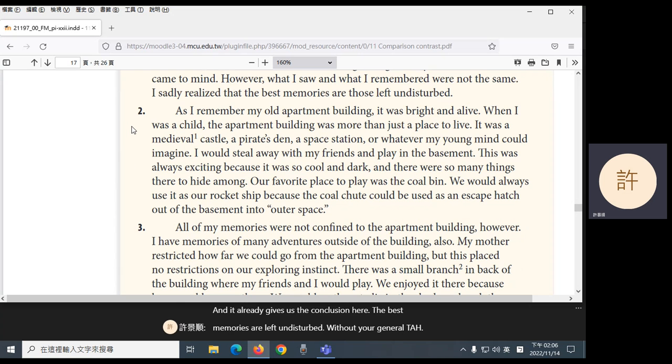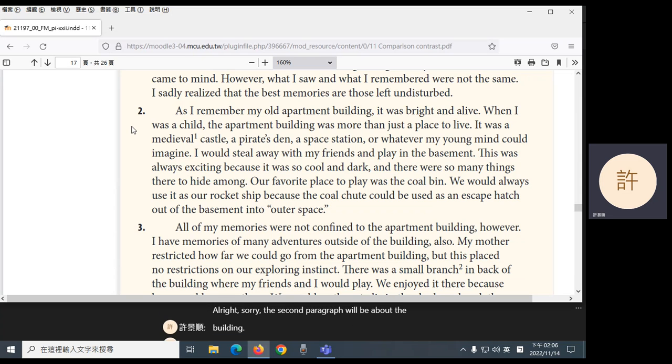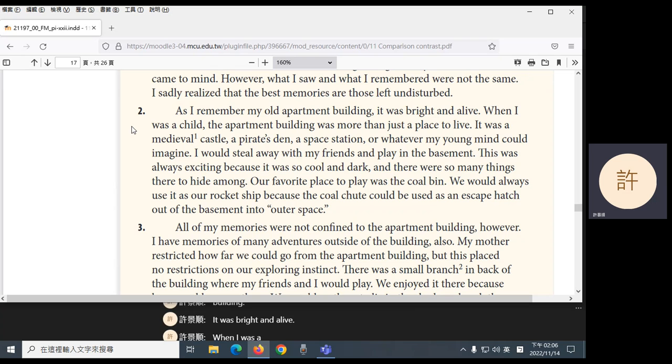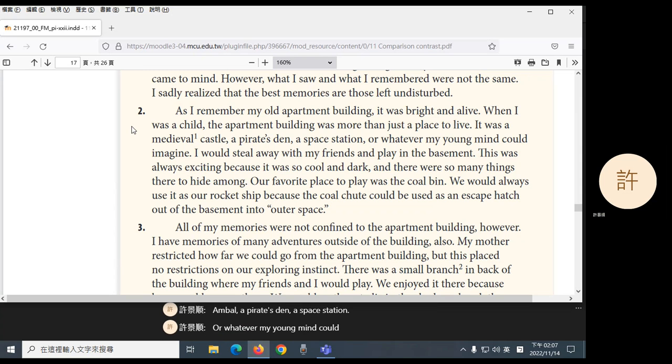As I remember my old apartment building, so the first paragraph will be about the building. Right? Sorry, the second paragraph will be about the building. It was bright and alive. When I was a child, the apartment building was more than just a place to live. It was a medieval castle, 中世纪城堡, a pirate's den, a space station, or whatever my young mind could imagine.